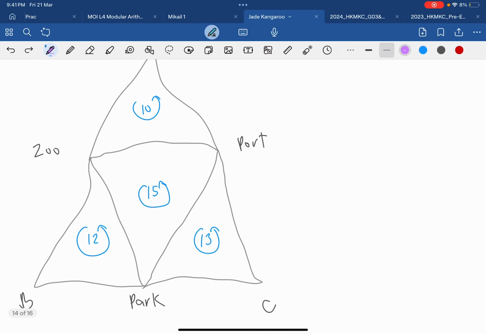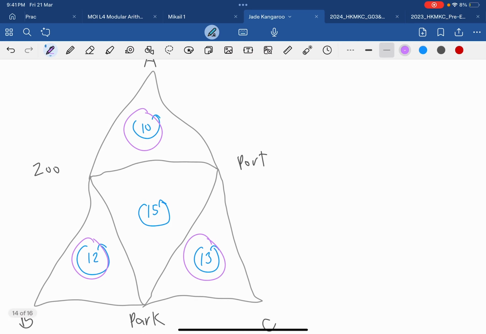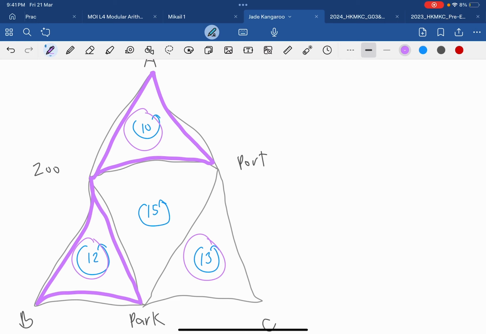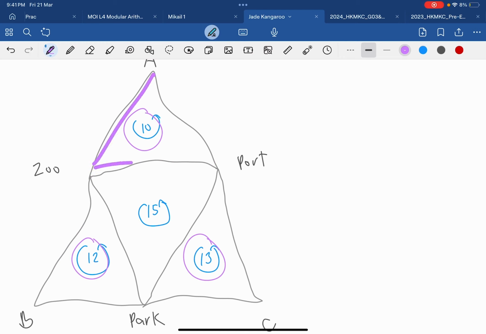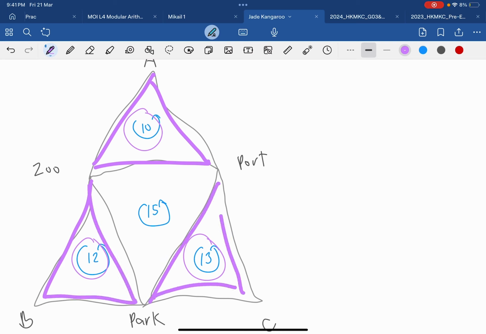Let's see what happens if I add 10, 12, and 13. Those are basically the tours for A to the zoo to the port, back to A. Right, this, here, and here. If I add 12, I'm going to take this into the route as well. This, like this, and this. This is 10 minutes. Then this would take 12 minutes. And this should take 13 minutes.